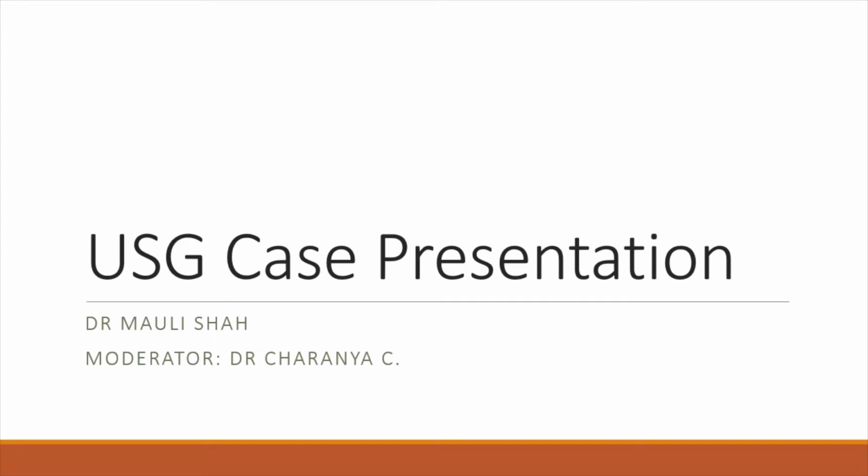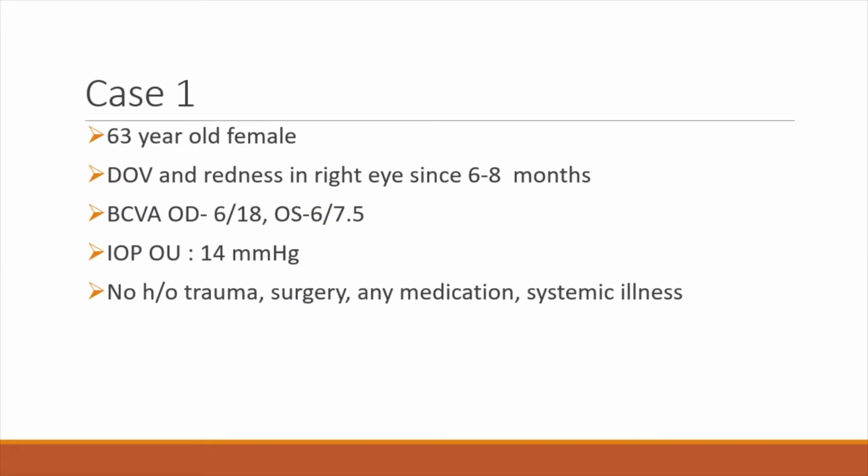Good evening, all. Today I'll be presenting a USG case presentation class. So this is case one, a 63-year-old female presented with diminution of vision and redness in right eye since 6 to 8 months. Her right eye best corrected visual acuity was 6 by 18 and left eye was 6 by 7.5. Intraocular pressure in both the eyes was 14 mercury. And she had no history of trauma, surgery, any medication or systemic illness.